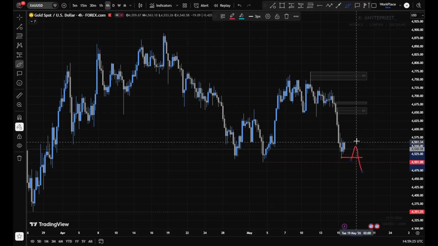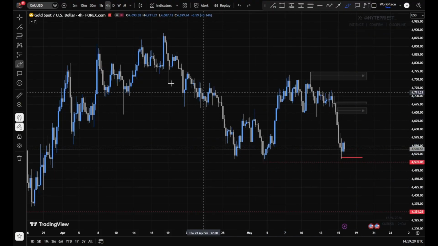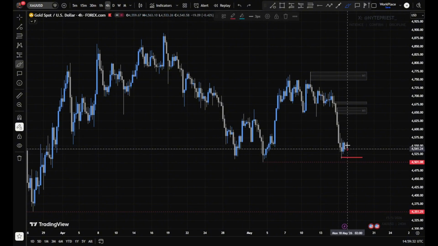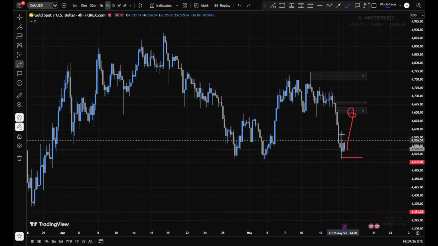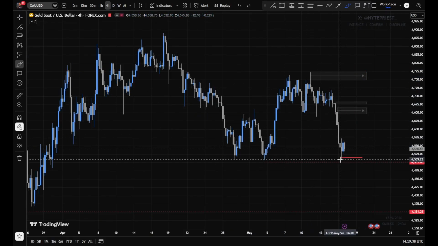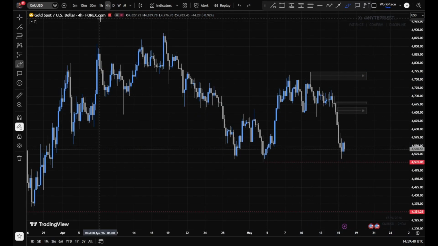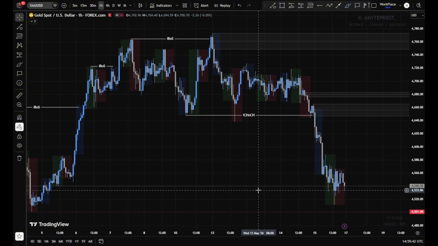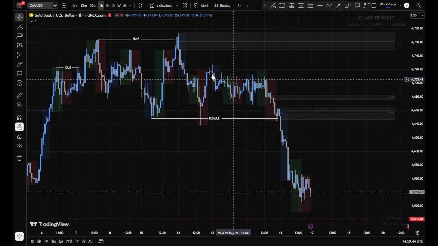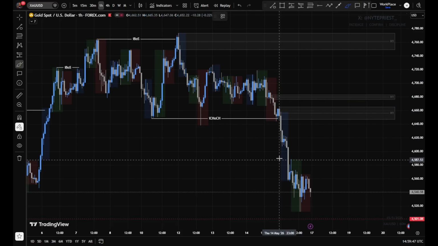All right. So if price breaks this low, we'll be then looking for our shorting opportunity on key level within this leg. Okay. So if price decides to go upside, then we'll be looking for our selling in one of those zones to break this low. So on the 1 hour time frame, as you can see, we have this internal change of character on the 1 hour time frame.